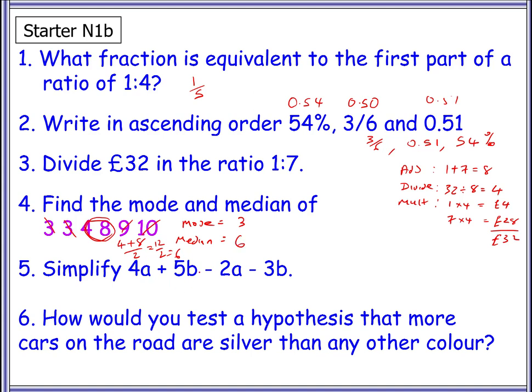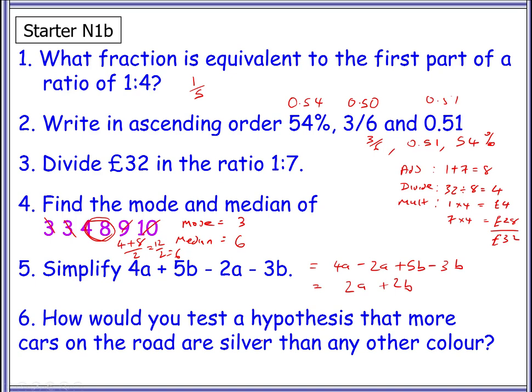Simplify 4a plus 5b minus 2a minus 3b. So we collect like terms first. So we've got 4a minus 2a plus 5b minus 3b. And so 4a minus 2a is 2a. And then 5b minus 3b is 2b.